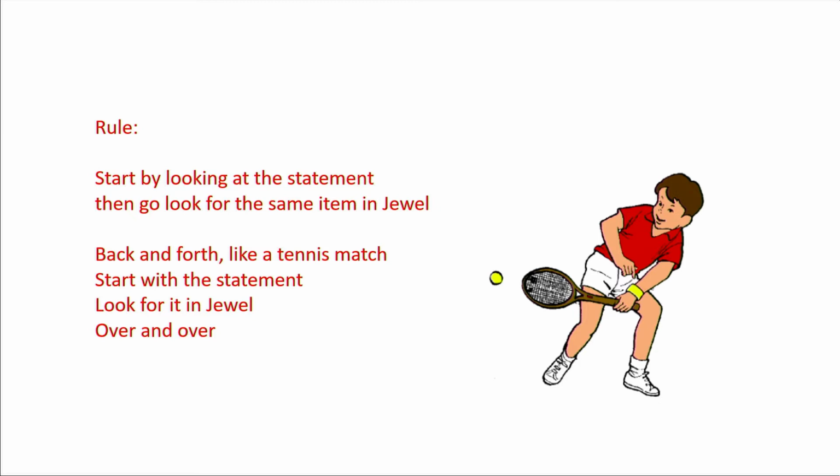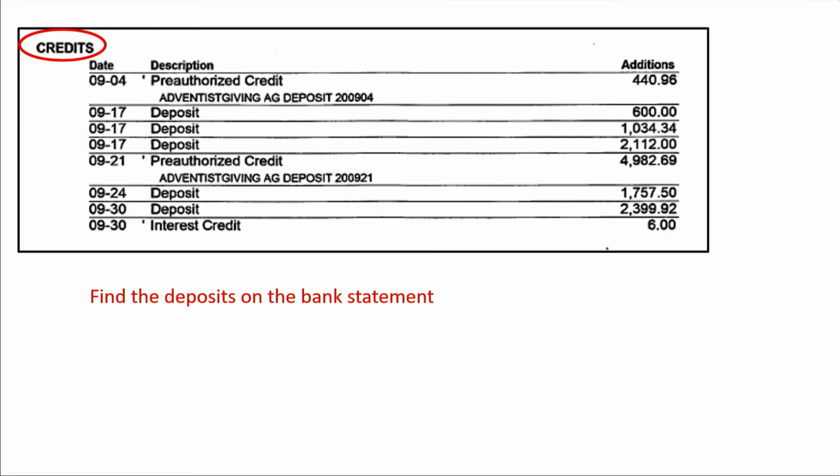So let's start with the deposits. Find the deposits on the bank statement. Sometimes they're combined with all the other transactions. Sometimes they have their own section. They may be called deposits or something like credits. This statement has the Adventist giving deposits right there with the others, but not all banks do that either.